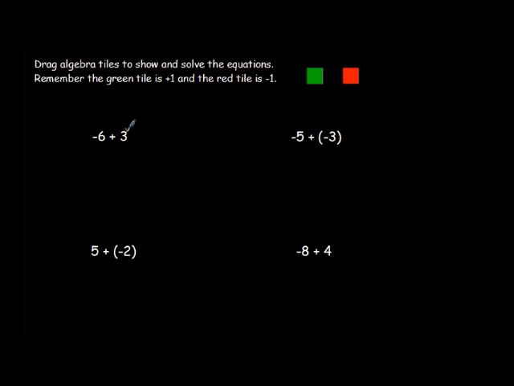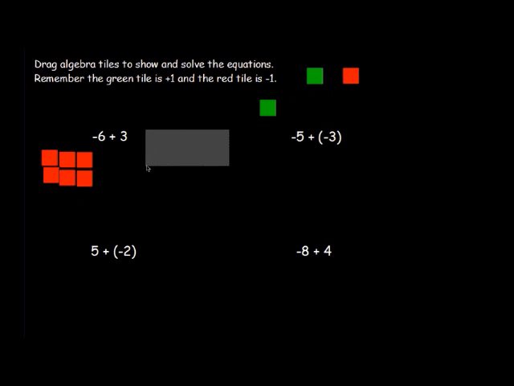Alright, so let's take a look at this. So we can try it. Drag the algebra tiles to show and solve each equation. Remember, the green tiles are positive 1 and the red tiles are negative 1. So we got 6 reds, so 5, 6, and then we have 3 greens.